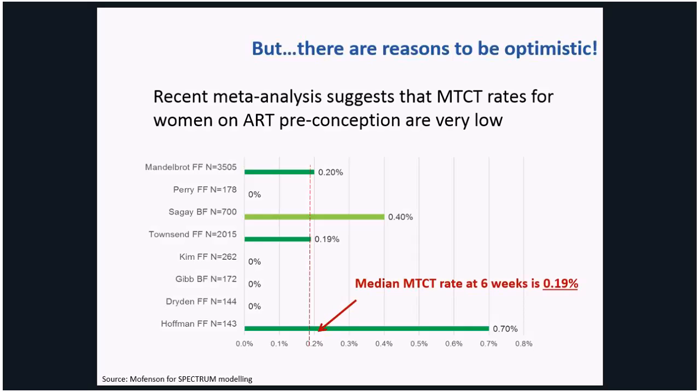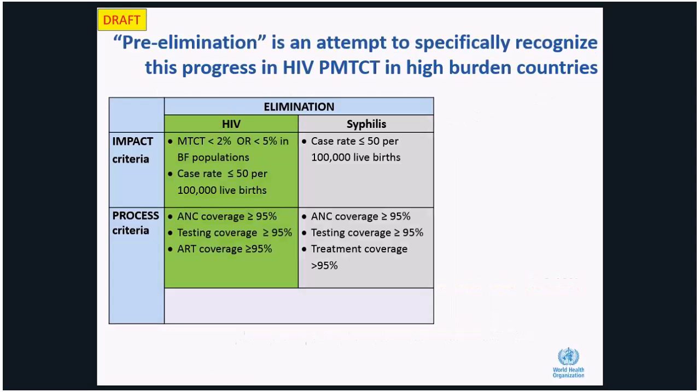So in recognition of this possibility for the future, next slide, what we've now done within WHO and some of the global partners, especially UNAIDS and UNICEF that have been working with us in this area, is to attempt to come up with a new category called pre-elimination, which is an attempt to specifically recognize the progress that high-burden countries have made in terms of eliminating PMTCT of HIV.